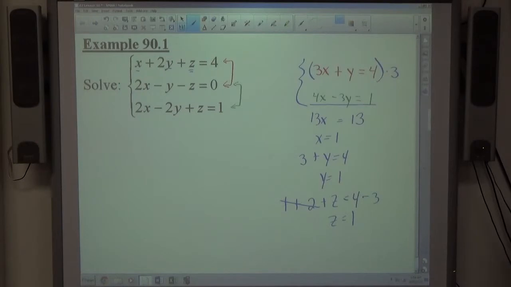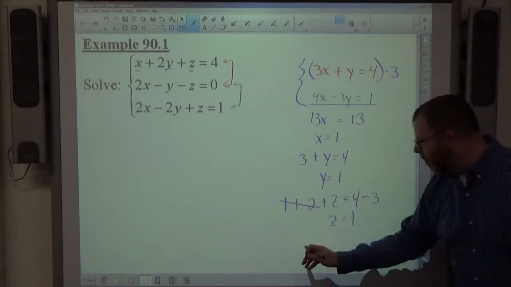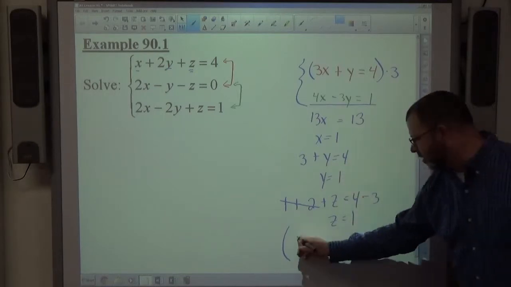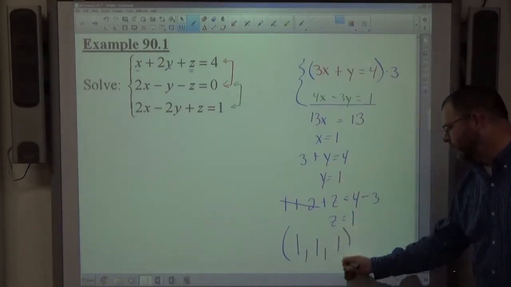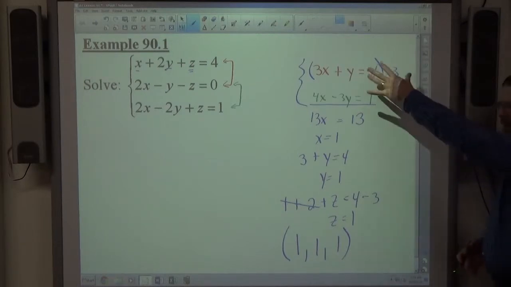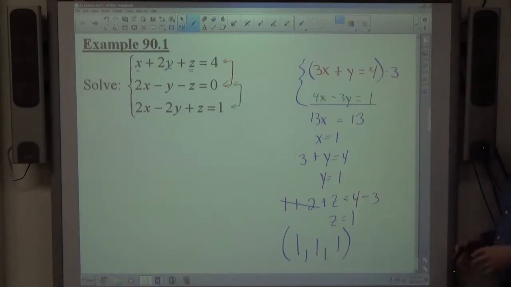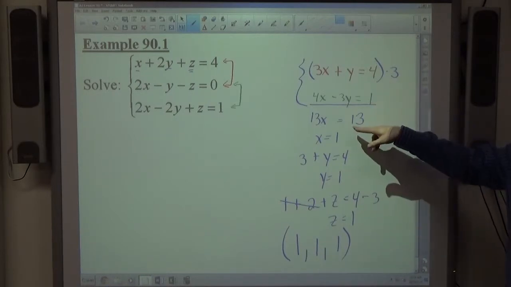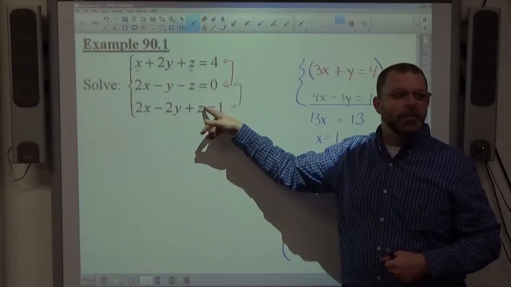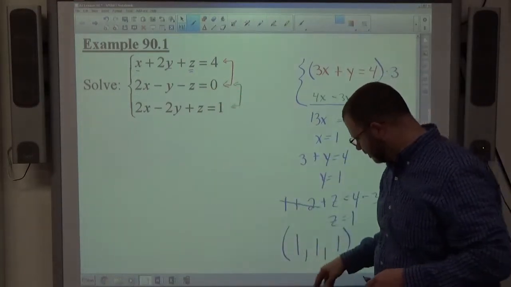Kind of a boring answer, 1, 1, 1. But keep in mind that we're supposed to write our answers in order triple. X first, y second, z third. 1, 1, 1. And that's the answer. Okay. And that right there is not just a lot of work to be shown. But again, I did cut that little corner there. These were pretty nice because we didn't have to do any multiplication here to make it happen, right? It was all ready to go as is.